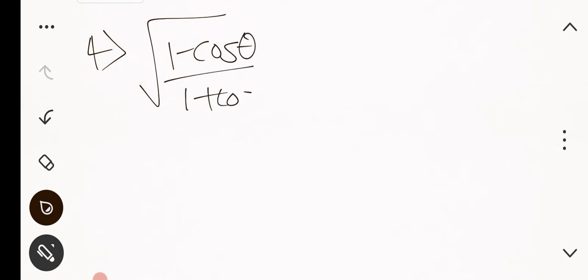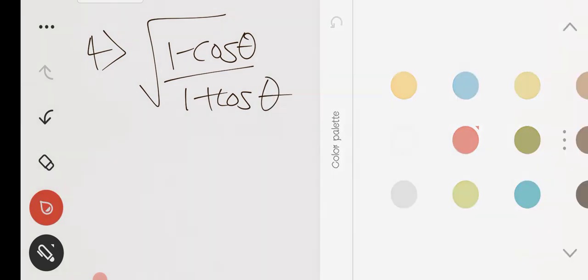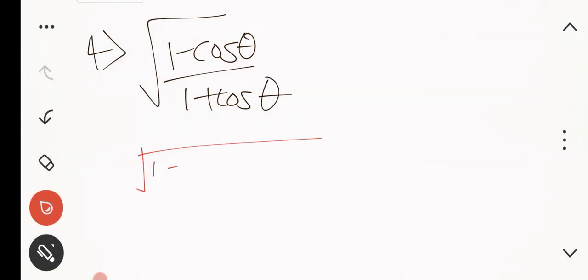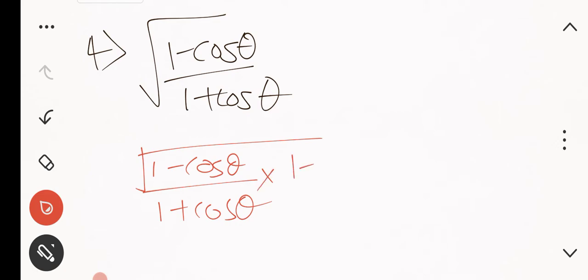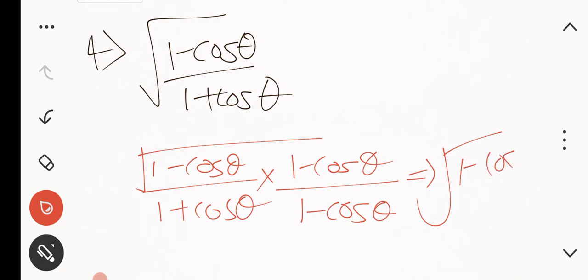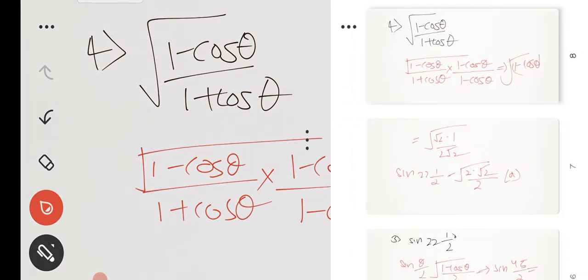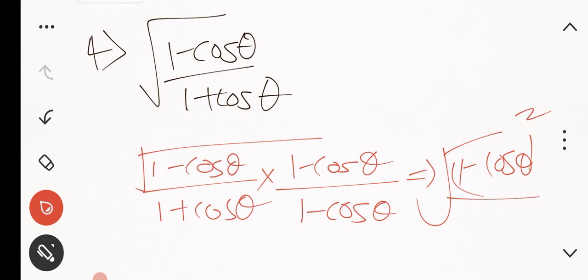Fourth question is root over 1 minus cos theta by 1 plus cos theta. Now how to solve this? We will see. Root over 1 minus cos theta by 1 plus cos theta into 1 minus cos theta by 1 minus cos theta. Okay. Now next step, root over 1 minus cos theta whole square by 1 minus cos square theta. Next page we will see.